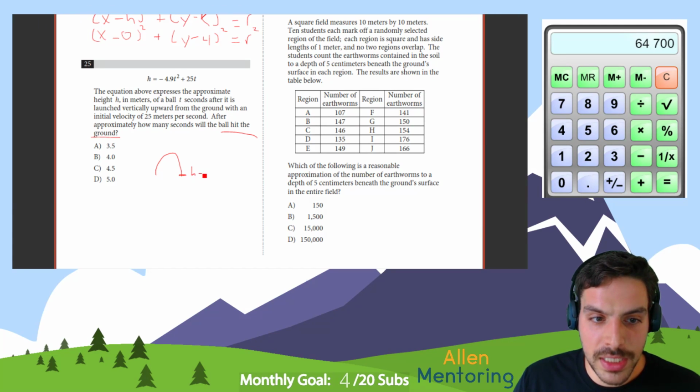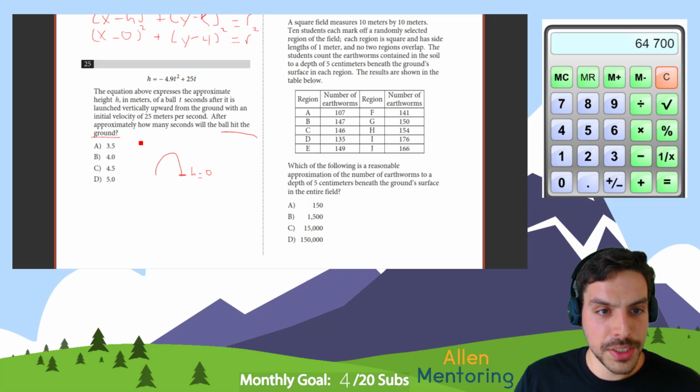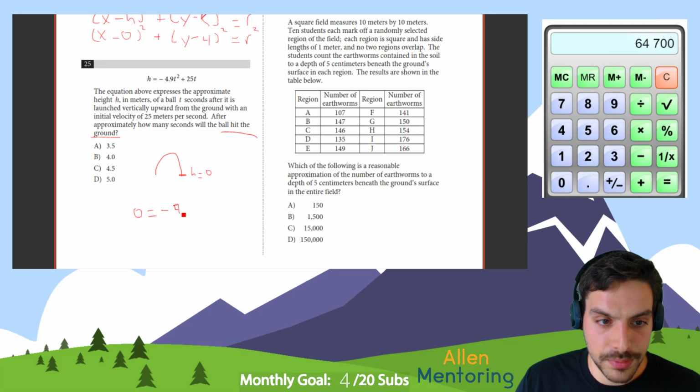At that point, h is equal to 0. Okay, so we wanna set h equal to 0 and solve for t somehow. So this is our new equation.